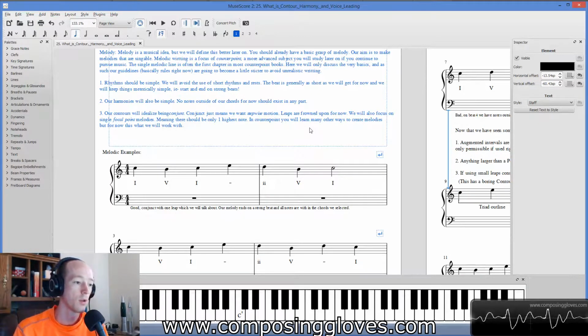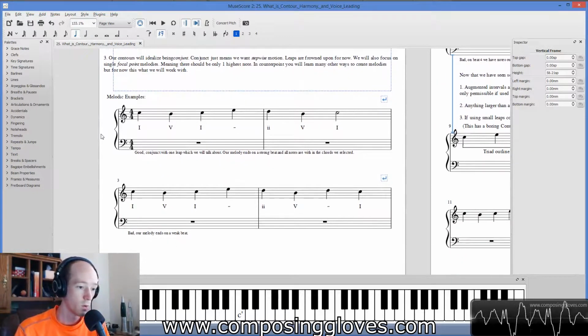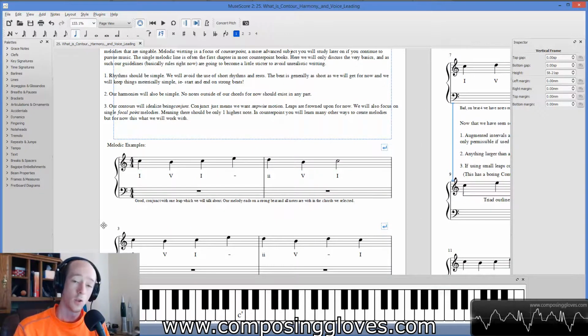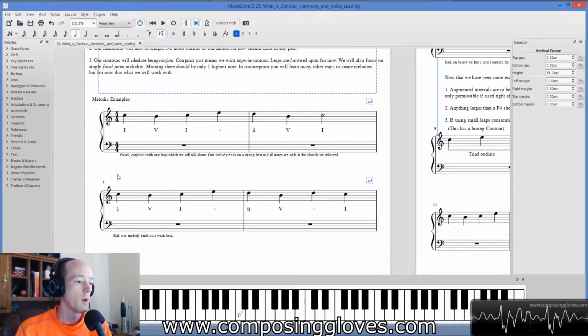In counterpoint, you will learn many other ways of creating melodies. But for now, this is what we're going to work with. There's actually like 9 standard ways, or 11. I can't remember. I have it written down somewhere. But there's a whole list of ways to create melodies. For now, we're going to stick with conjunct. Compound melodies are really cool too. Just so you know, there are other things out there. We're starting out a brand new subject.